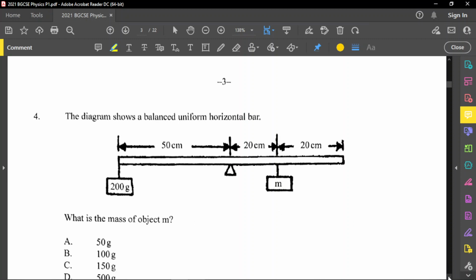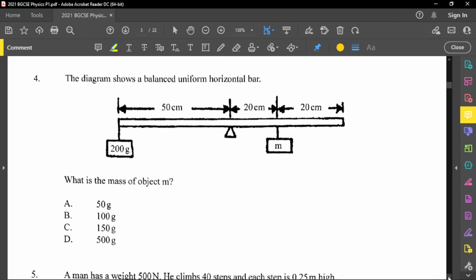And so what we're going to use here is the principle of moments. The principle of moments states that the total anti-clockwise moment is equal to the total clockwise moment. If we look at this bar carefully, we know that the 200 grams is causing an anti-clockwise moment, while the mass M will cause a clockwise moment.